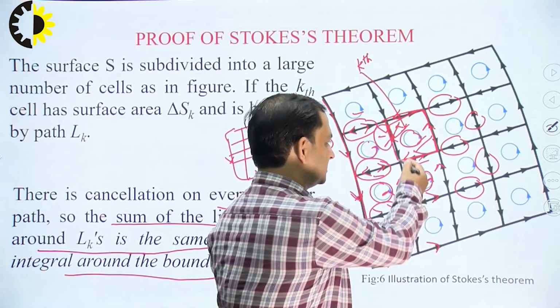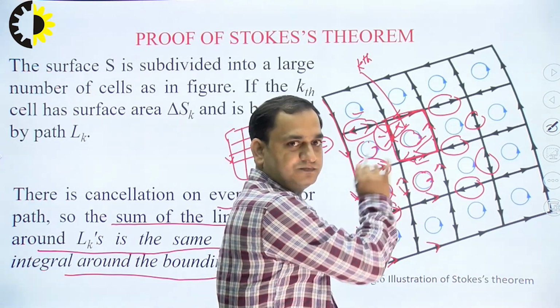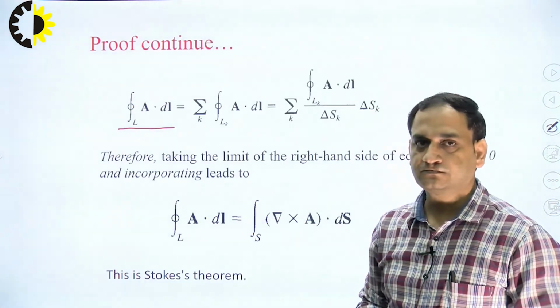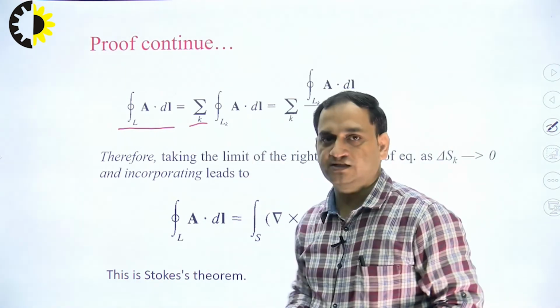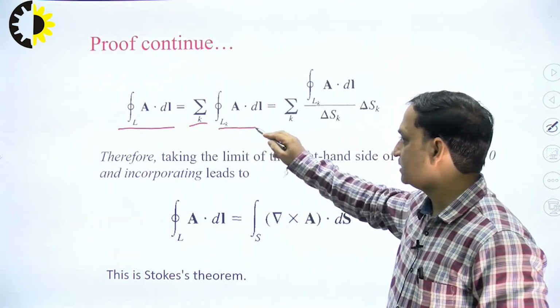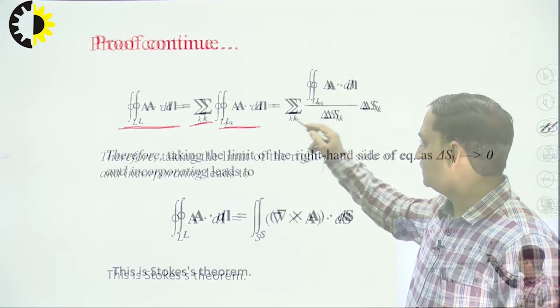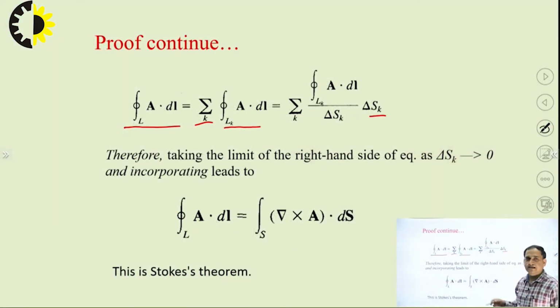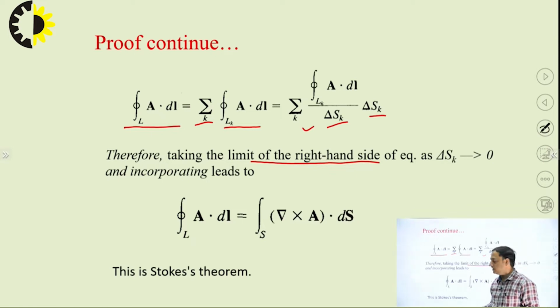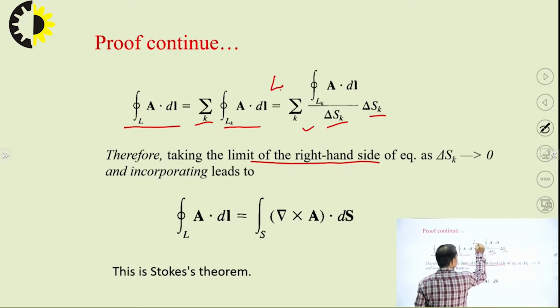So we are adding all these paths, right? When we add this, this is a discrete summation. So the integral of A dot dl over path Lk is equal to the summation, and we are simply dividing and multiplying by the delta Sk. Then we take the limit of the right hand side of the equation, with delta Sk tending to 0, because that is what we want here.